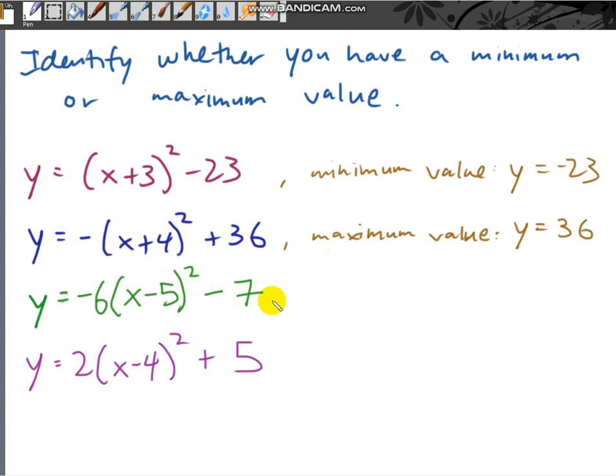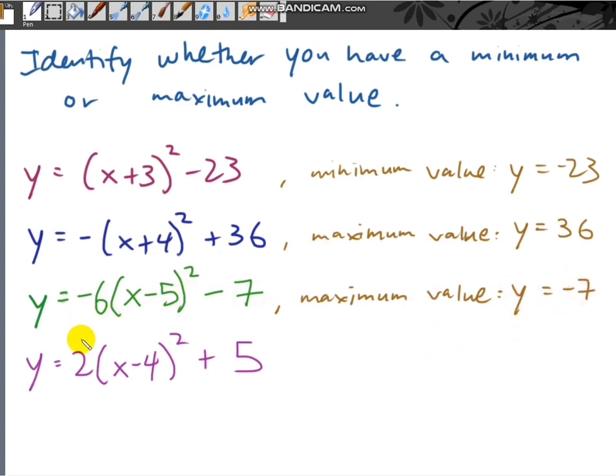Okay, so for this one, again, look at the sign in front. The sign in front is negative, so what this implies is the parabola is going to look like this. Since the parabola looks like that, this means we're going to have a maximum value, and it's going to be at this y value. So y equals negative 7.